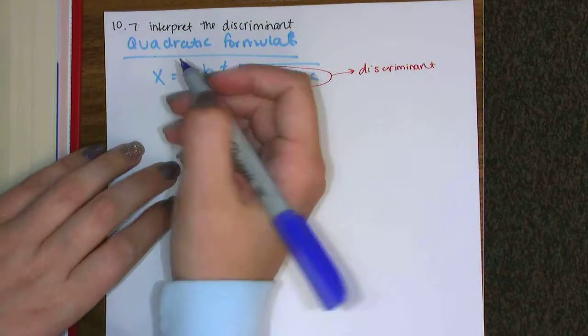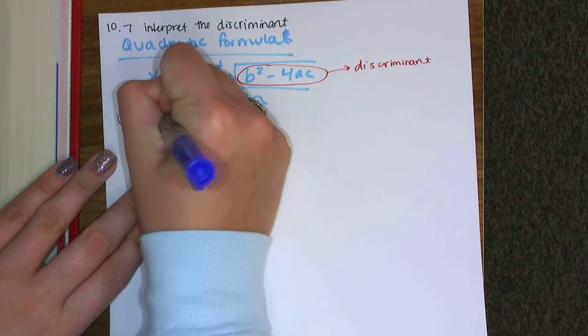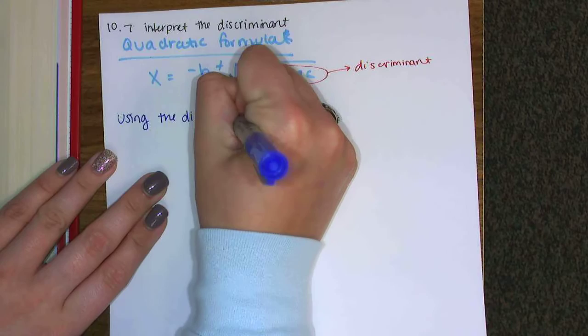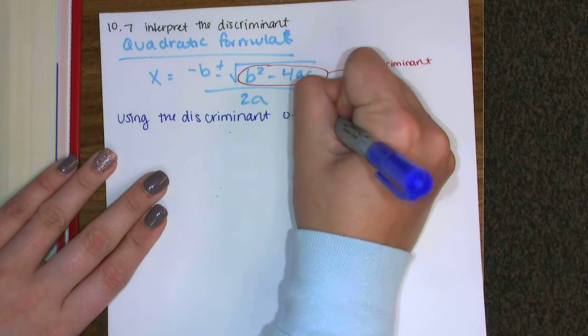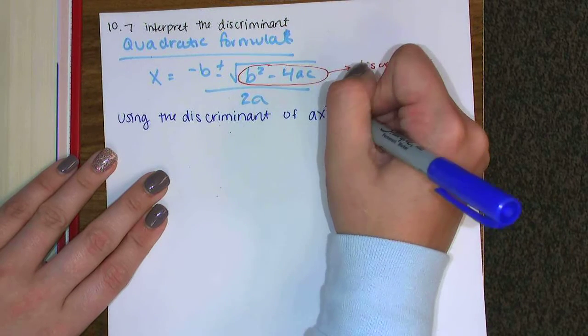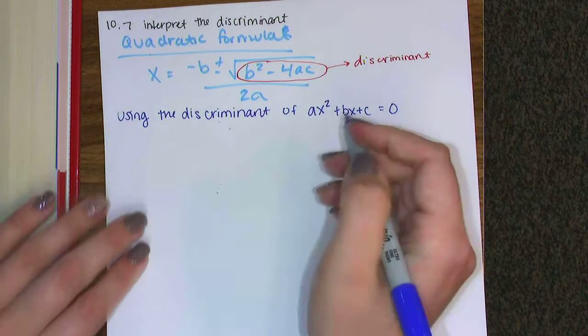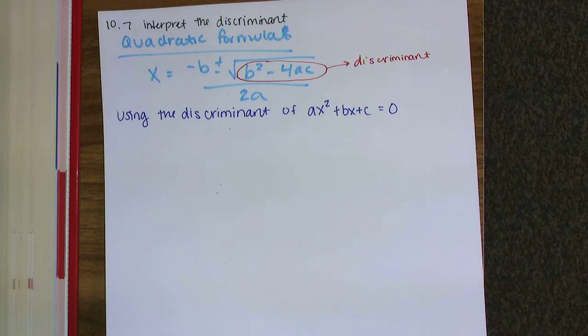So, using the discriminant of, and remember, they always have to come out of this form, ax squared plus bx plus c is equal to 0. And these signs in here may change. They may be positive, negative, anything like that, and that's fine. So just keep that in mind as you do these.